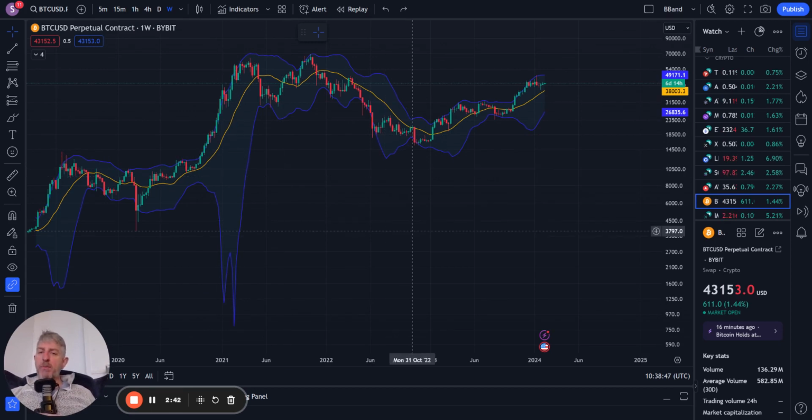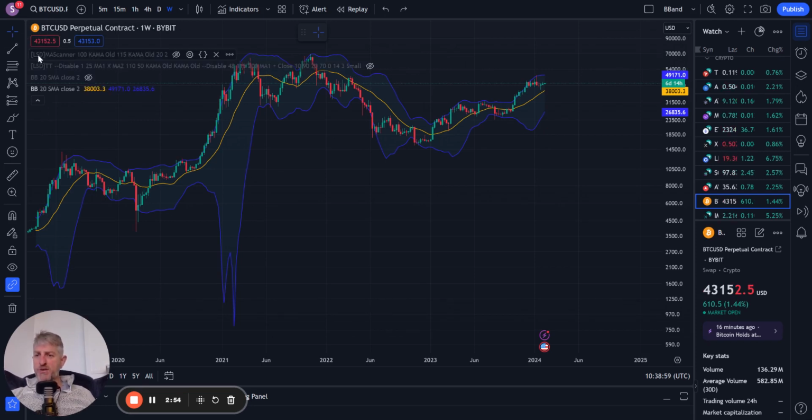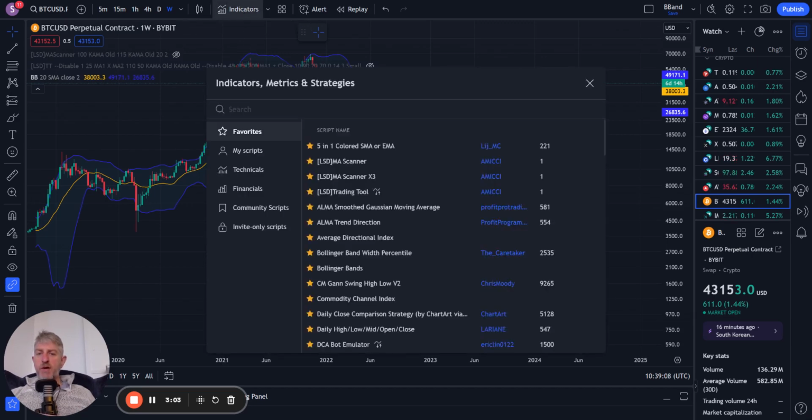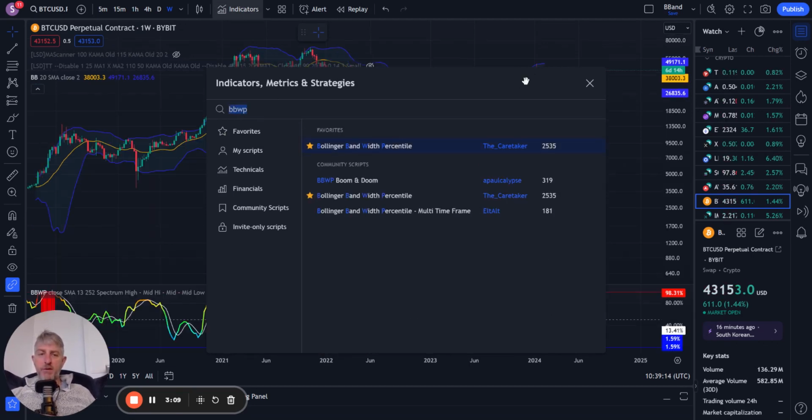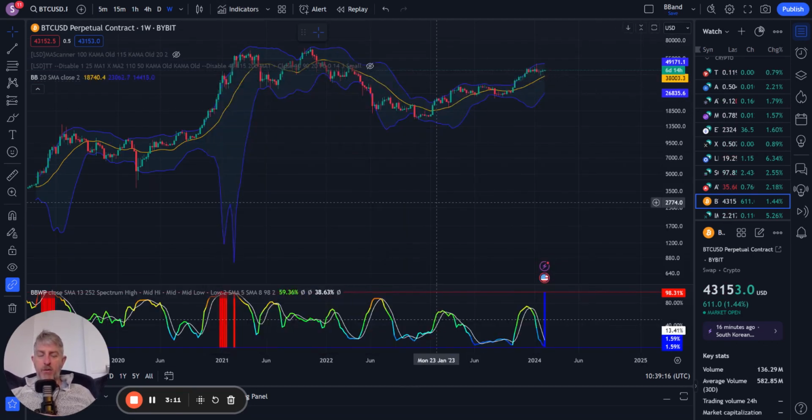Now, the second generation, if you like, of the Bollinger Band was the BBWP, which I should have somewhere lurking on my chart, but I don't, so I'll throw it on right now. These are easily found on TradingView, just like I have done right now.